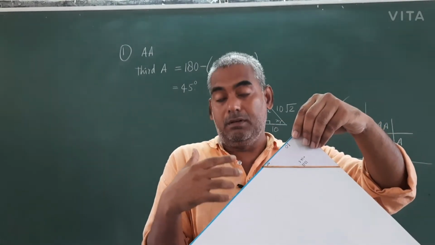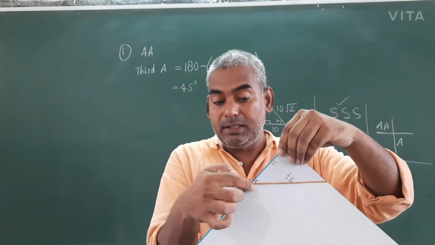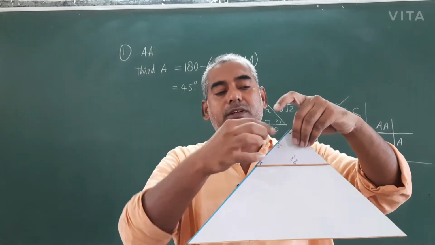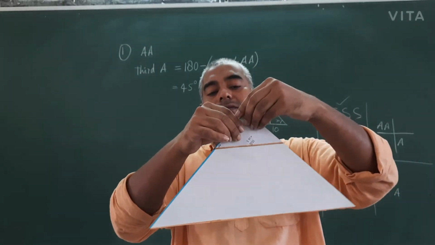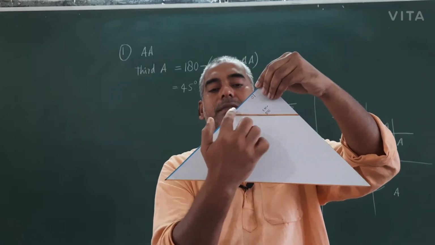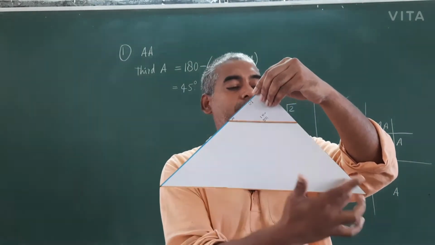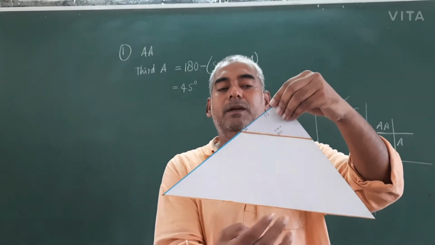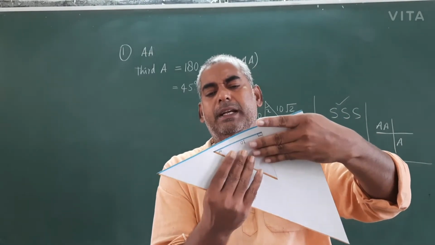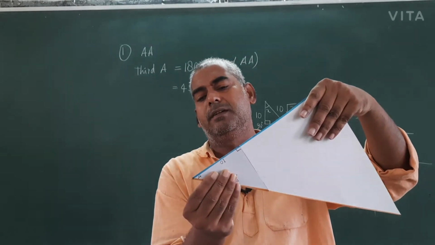Do we need to measure whether this angle is equal or not? Actually, I have measured only one angle and confirmed these are parallel. So parallel means this angle will be equal to this corresponding angle. Corresponding angles are equal, by theorem. But let me experiment.